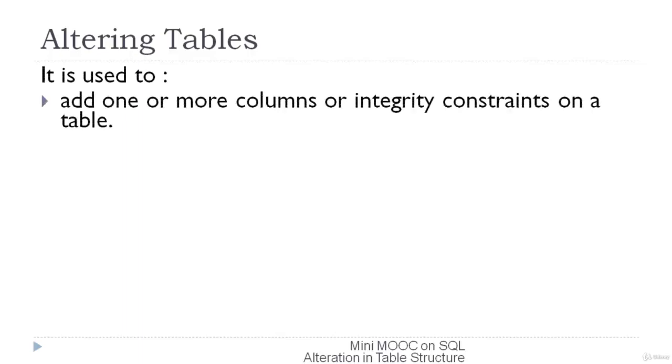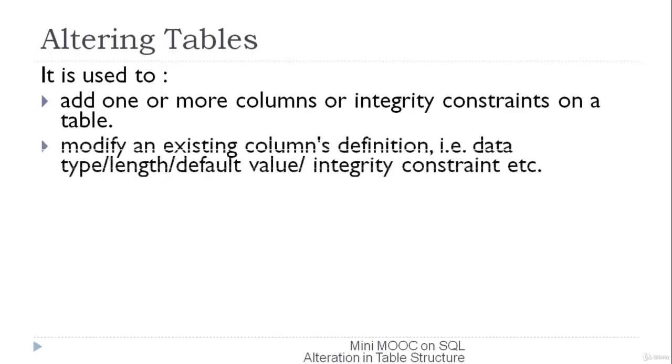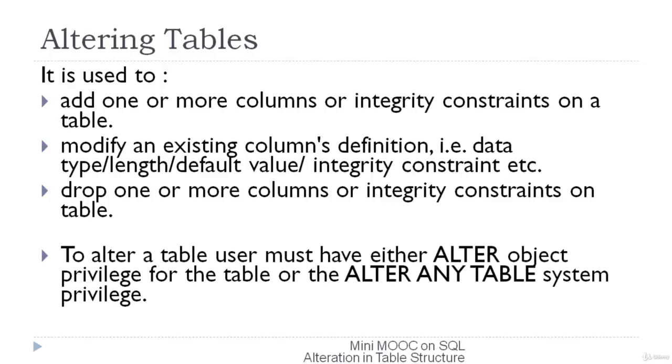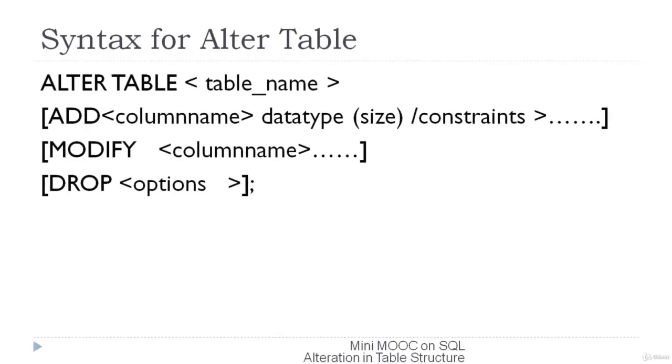Let's start this session. As we have discussed, with the alter table statement, we can add one or more columns or constraints to an existing table. We can also modify data type or size or integrity constraints on columns through this statement. Alter table can also be used to drop existing columns or constraints. To alter a table, the user must have the right or privilege to perform this operation. The syntax of the alter table statement is alter table, table name, and it has options to add, modify or drop. We have to use one of these options with alter table.